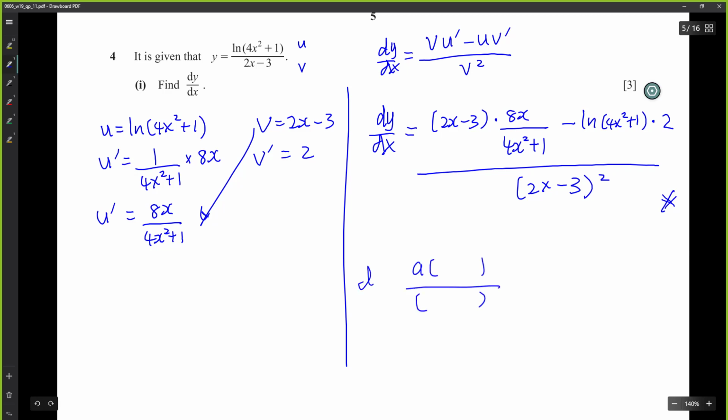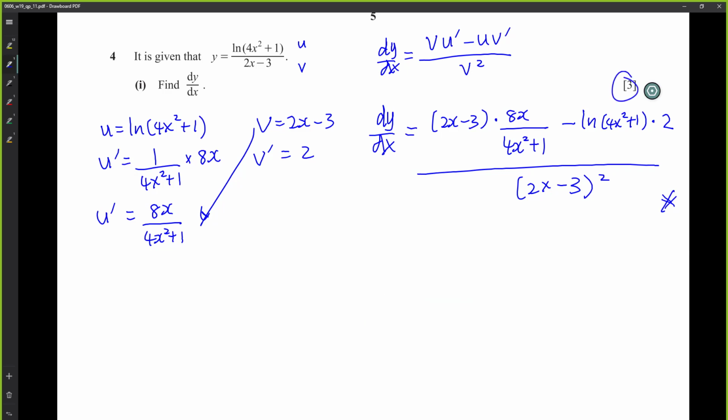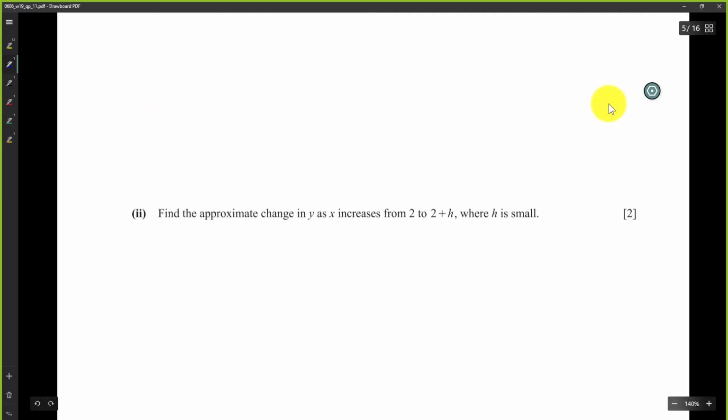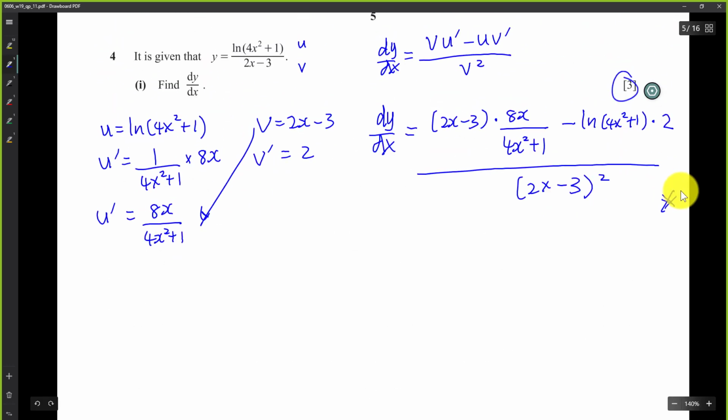Yeah, if they ask you to leave your answer as dy/dx equals something like this, then you must simplify until that pattern, or else you don't need to simplify. You can leave your answer like this, because it's only 3 marks. Okay, and you might ask, if you want to simplify, how can you simplify?